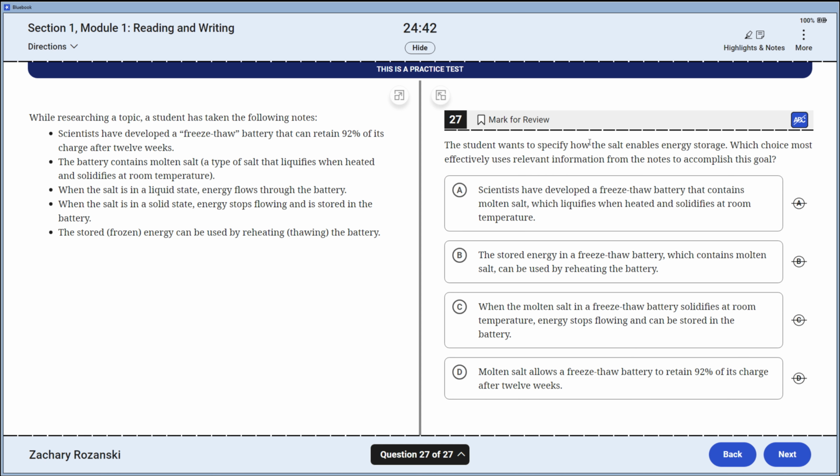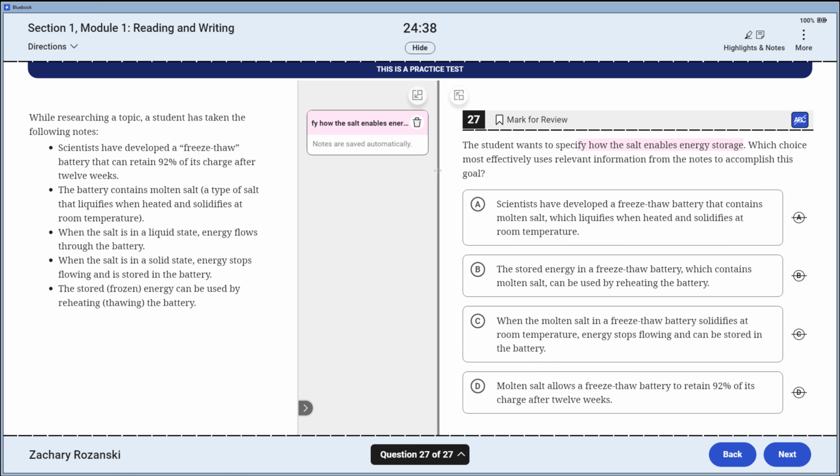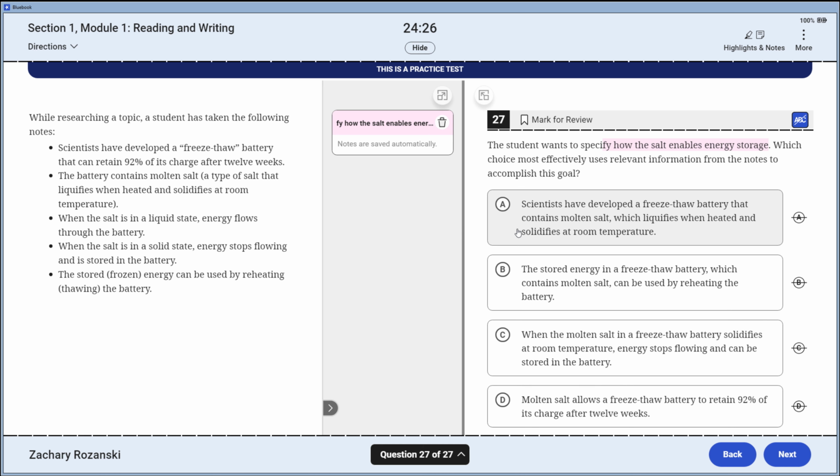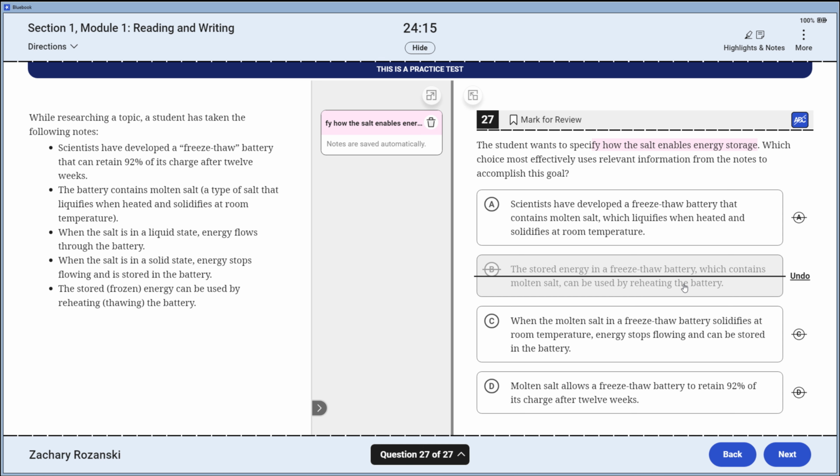Easy peasy. I want to know how the salt enables energy storage for this one. How does the salt enable energy storage? Scientists have developed a freeze-thaw battery that contains molten salt, which liquefies when heated and solidifies at room temperature. Maybe. The stored energy in a freeze-thaw battery, which contains molten salt, can be used by, but this doesn't say how it enables. How does it allow it? It's just a way to use it. So B: when the molten salt in a freeze-thaw battery solidifies at room temperature, energy stops flowing and can be stored. I really like what this presents.